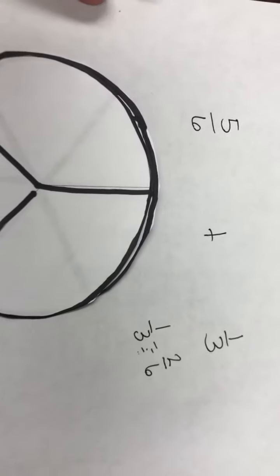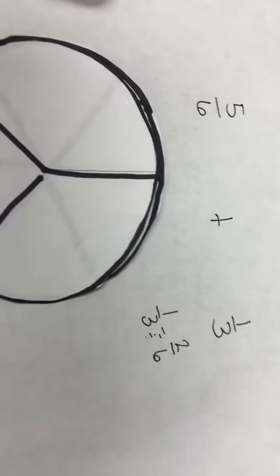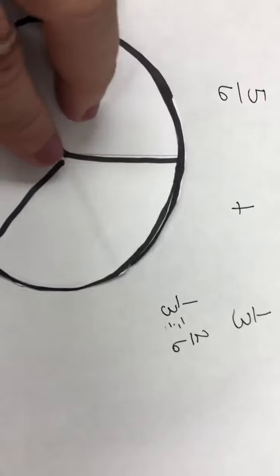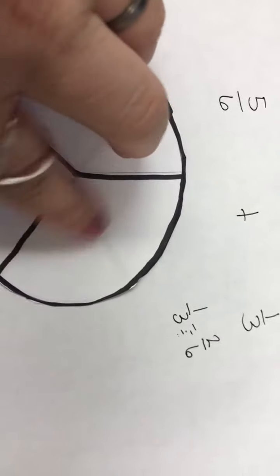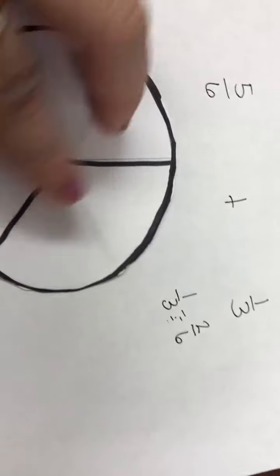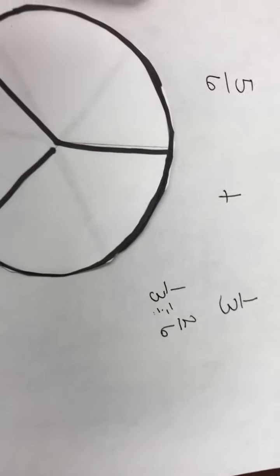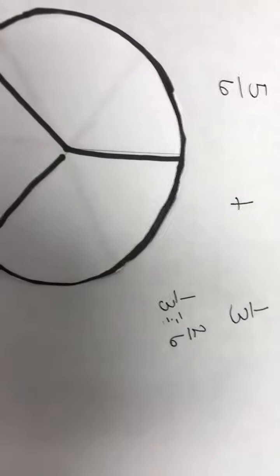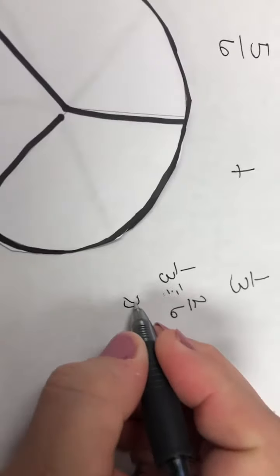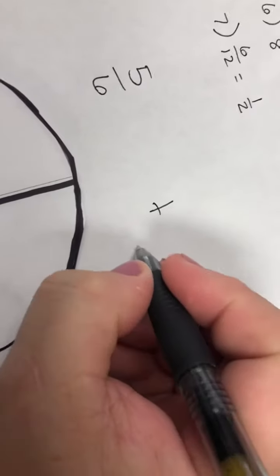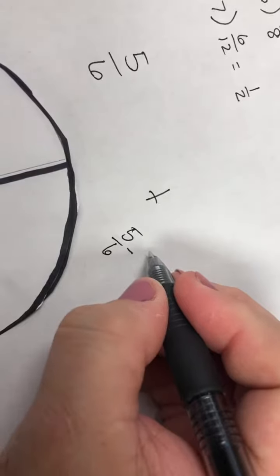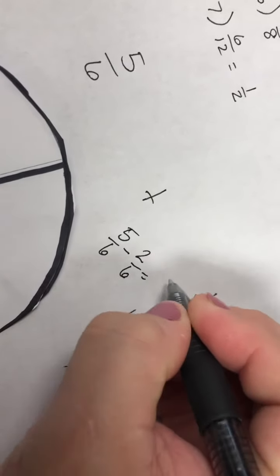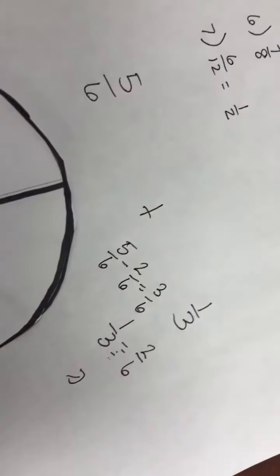Now, if I were doing the subtraction instead, I would do the same thing. I would figure out what my 1/3 was, and the 1/3 becomes 2/6. And then instead of adding the 2, I would just subtract them. So what I would do in this case is I would take my 5, let's write that a little bit differently, 5/6, and I would subtract my 2/6, and I would end up with 3/6.